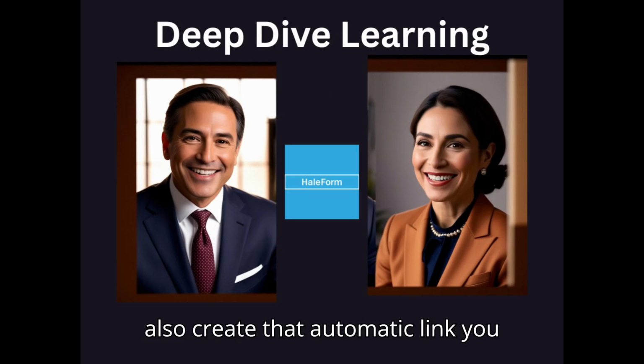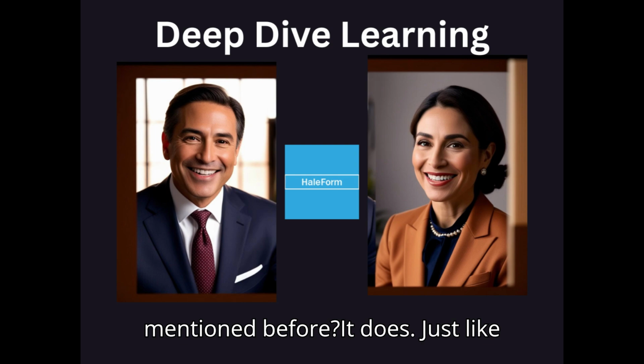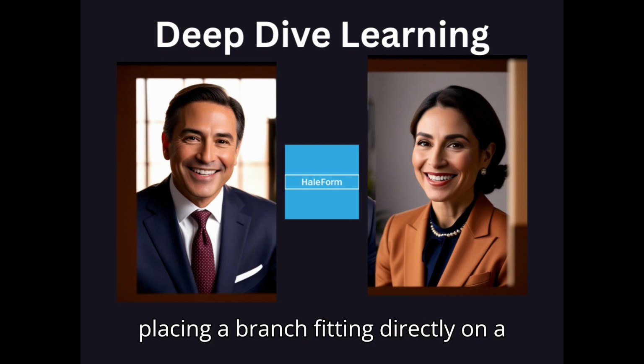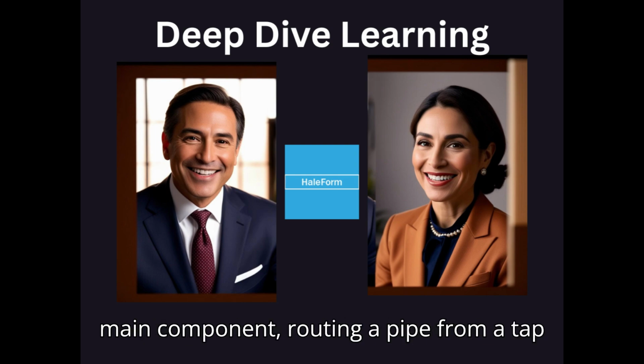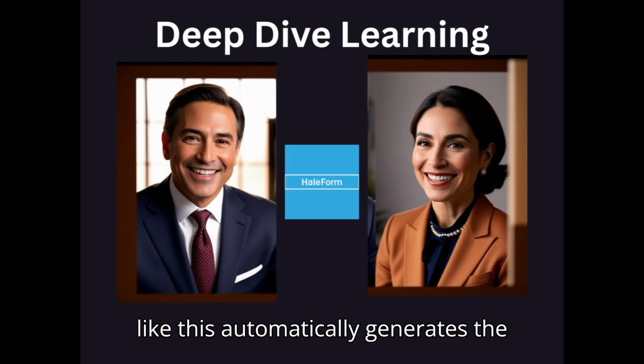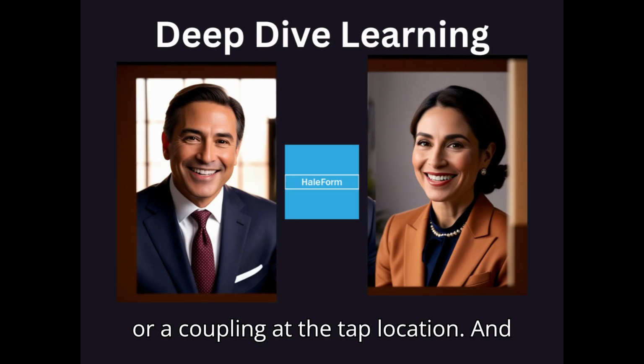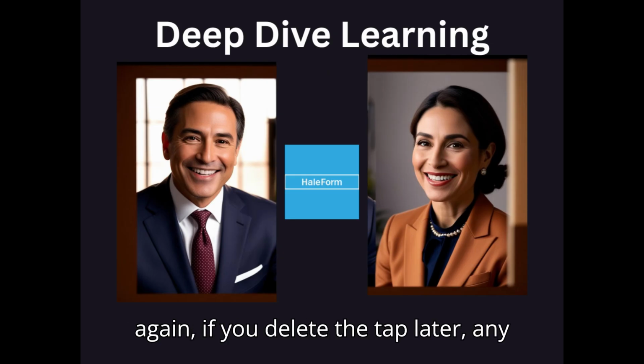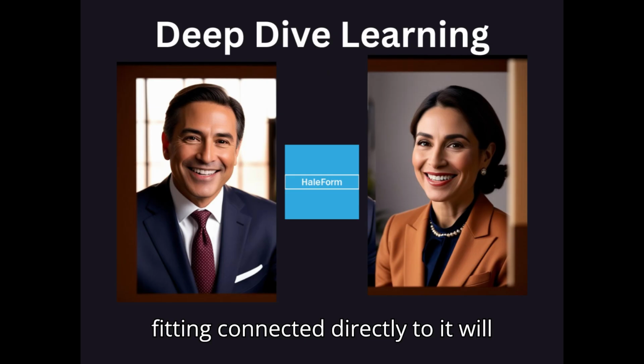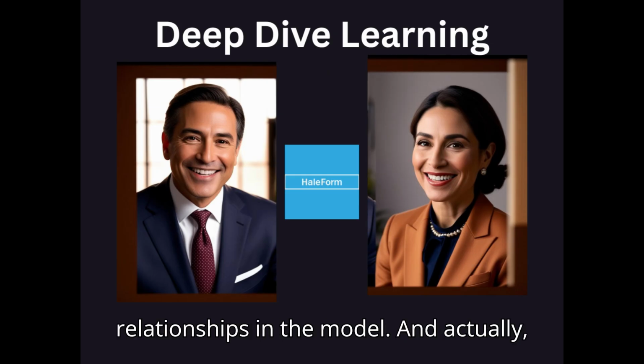And does this also create that automatic link you mentioned before? It does. Just like placing a branch fitting directly on a main component, routing a pipe from a tap like this automatically generates the necessary branch fitting, like a nipple or coupling, at the tap location. And again, if you delete the tap later, any fitting connected directly to it will also be deleted. That consistency is good. It really helps maintain the relationships in the model.